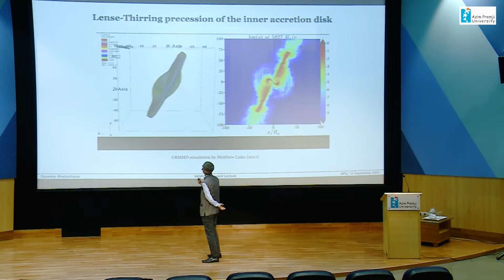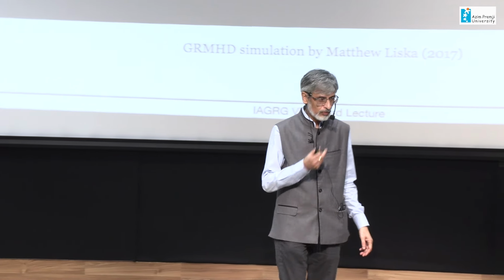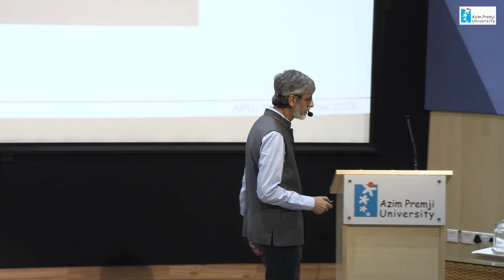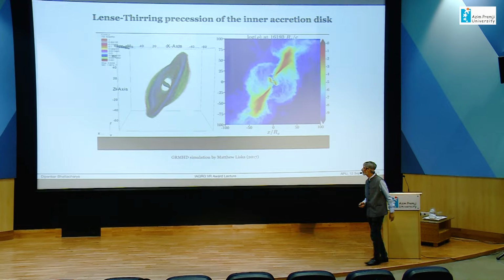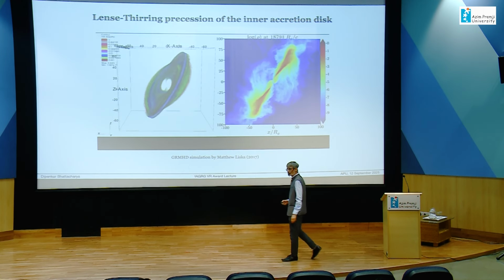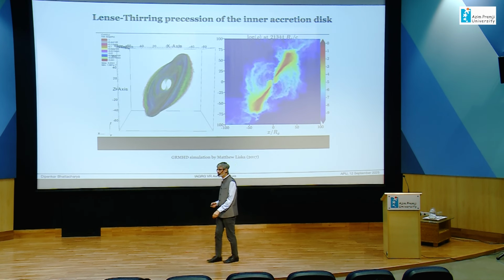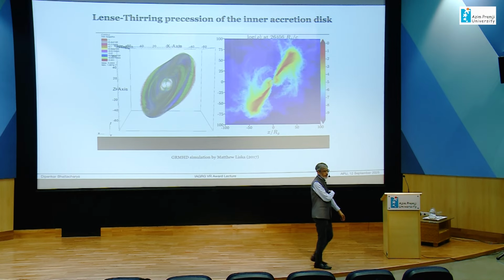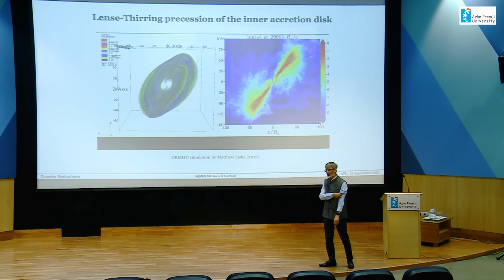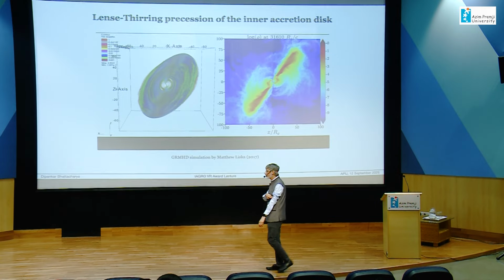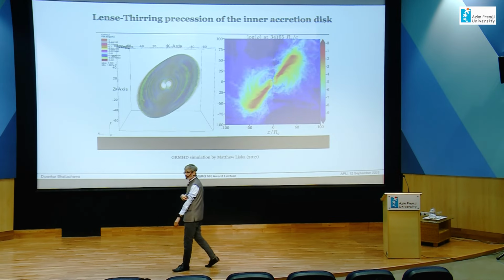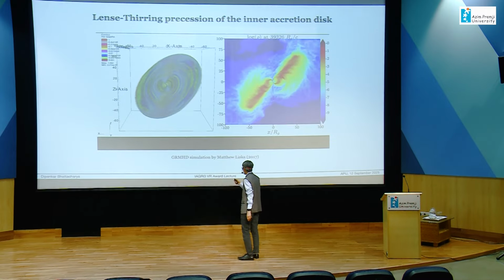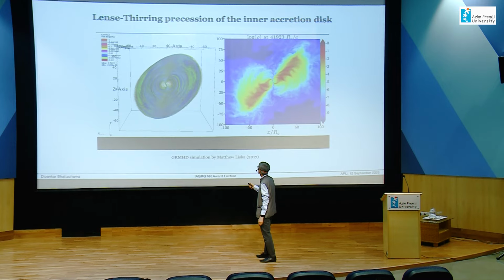And so here's a simulation. This is one of the most expensive simulations that I have heard of. It used more than 6,000 GPU cards for nearly 1.5 years. So these are not simulations that you and I can easily repeat, but it does show very interesting properties of the inner part of the accretion disk.